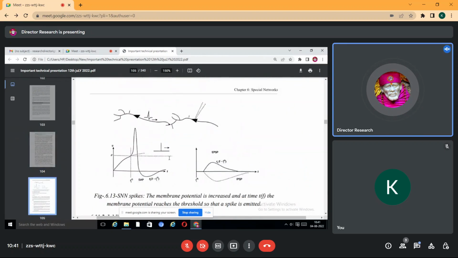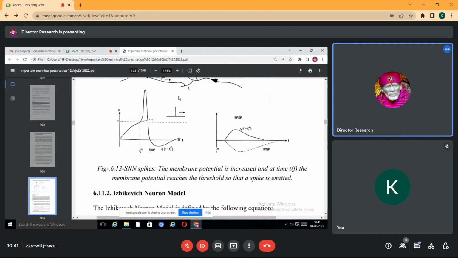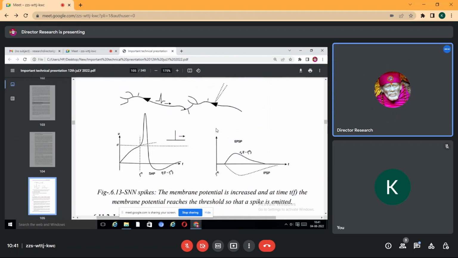Just observe the spikes. I already showed you the diagrams of the spikes before, how they are. Just examine the diagram.